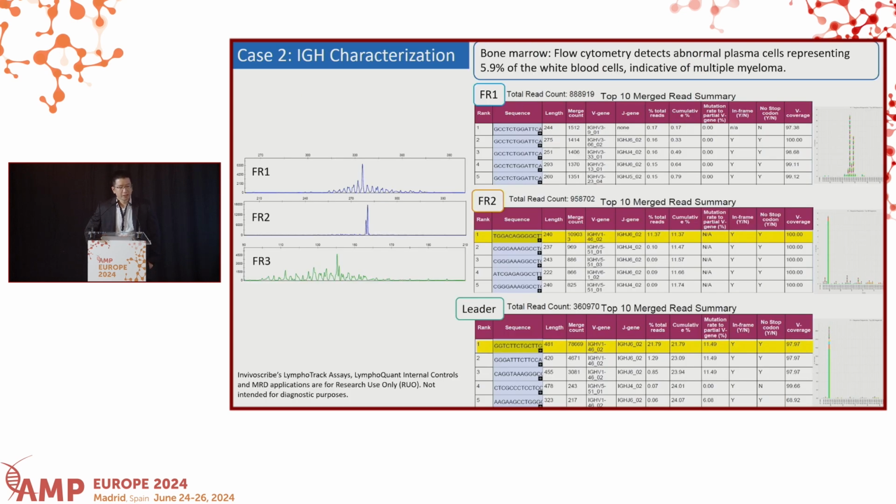Case 2 shows an IGH characterization of a bone marrow where the flow cytometry detected abnormal plasma cells representing 5.9% of the white blood cells, indicative of multiple myeloma. If you look at the capillary electrophoresis graphs, only FR2 showed a distinct clonal peak, while FR1 and FR3 showed a prominent peak. When we tested for FR1 LymphoTrack, it shows a polyclonal pattern. But when we tested for FR2 in the leader, it confirms the same clonal rearranged sequence. This is an example where primers can have poor primer annealing, and multiple primers need to be set up front to confirm a true clone.